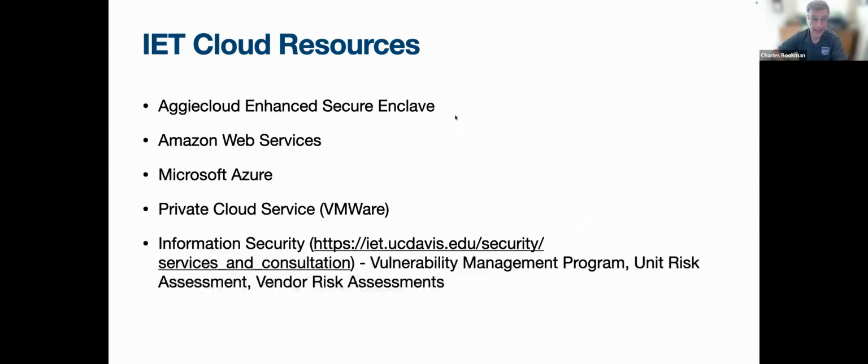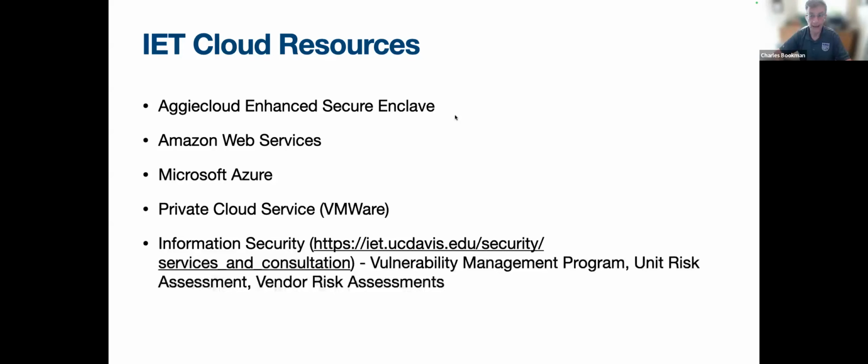And so Aggie Cloud, IET offers an Aggie Cloud Enhanced Secure Enclave. I don't know too much about this. I think they are transitioning from version 1 to version 2. I recommend you go to cloud.ucdavis.edu, I think it is, and find out more information about their Enhanced Secure Enclave. And so what they've done is, I believe that they have made it available for more sensitive information that we can handle on HPC. So I encourage you to reach out to IET to talk about how that can work and how you can sign up for that.